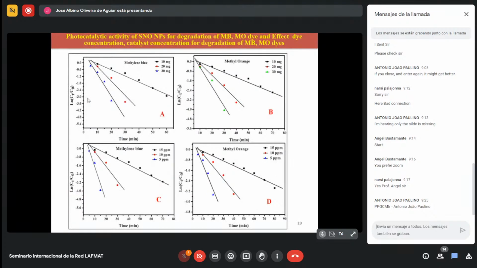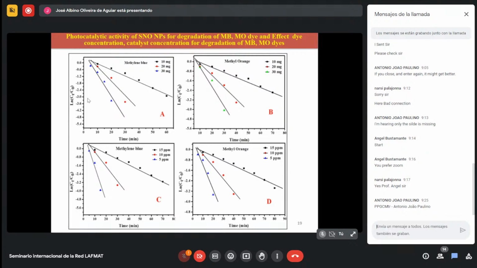This is the photocatalytic study of the tenoxane, looking at the effect of the catalyst and the effect of the dye molecules. For the effect of the catalyst, 10 mg to 30 mg were applied for the removal of the dye molecules. As the amount of catalyst increases, the degradation time decreases and the percent removal increases.